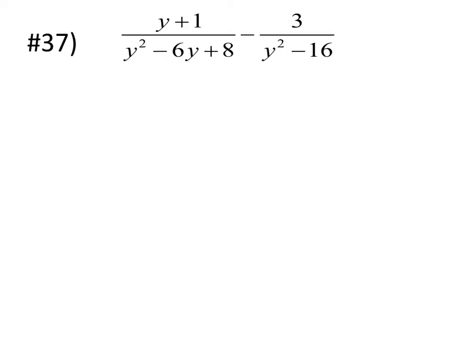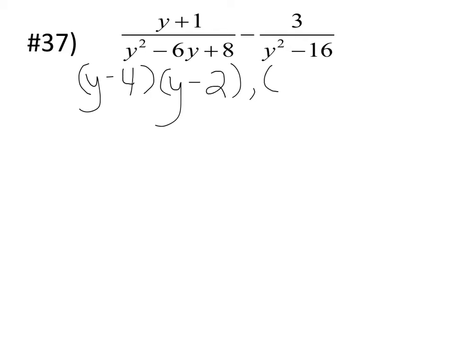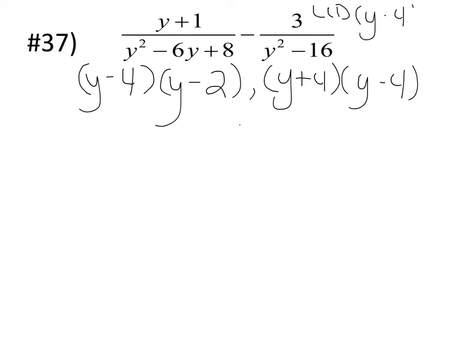So before we can even figure out what the LCD is, we need to factor each denominator. So I'm going to factor this first denominator. It's going to give me y and y, minus, minus. The factors of 8 that give me 6 are 4 and 2. And then this is difference of squares, which is going to be y plus 4, y minus 4. So when I find my LCD, it's going to be y minus 4, because that represents this, y minus 2, because that represents this, y plus 4, that represents this, and y minus 4 is already represented right here.